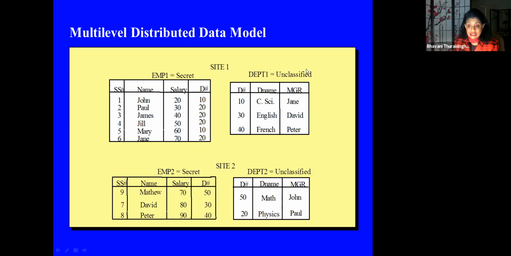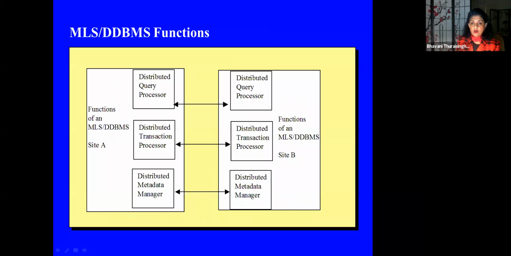Department 1 is all unclassified. Employee 2 again is secret. Department 2 is unclassified. So unclassified people can read only information in the department. Those who are cleared as secret can read information both in departments as well as in employee tables. Okay, so that's a multi-level relational data model.